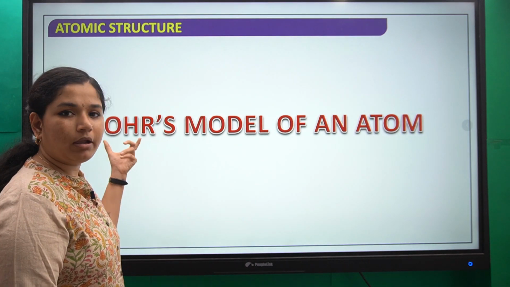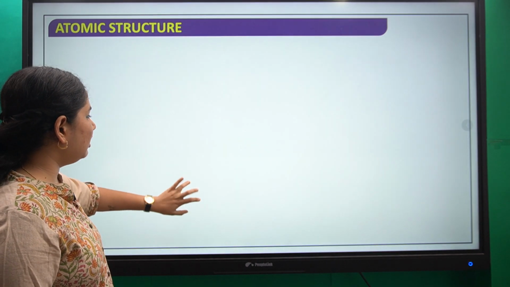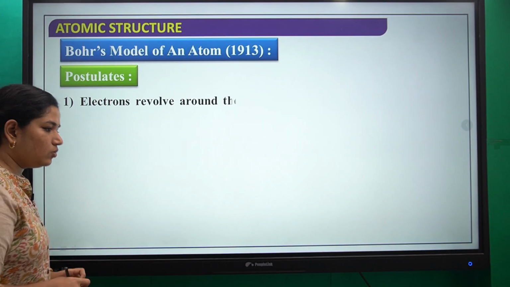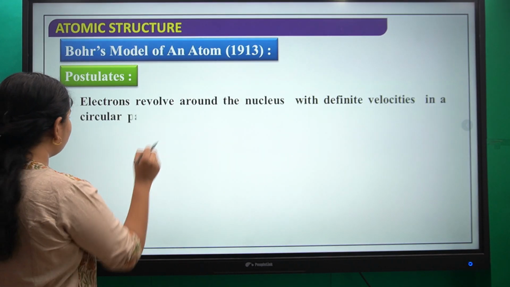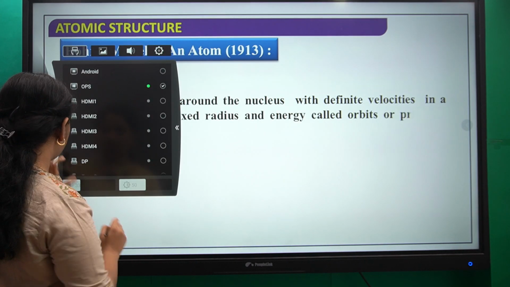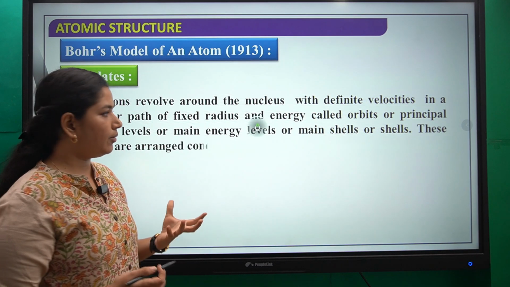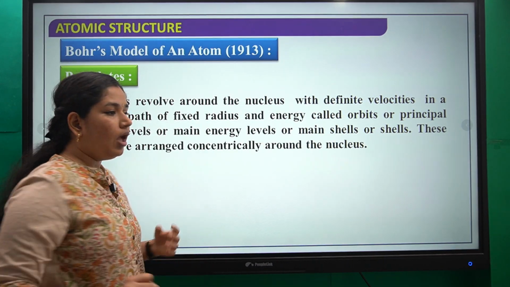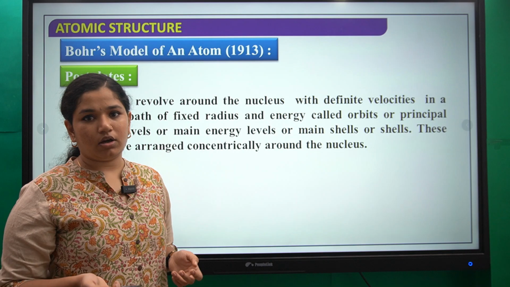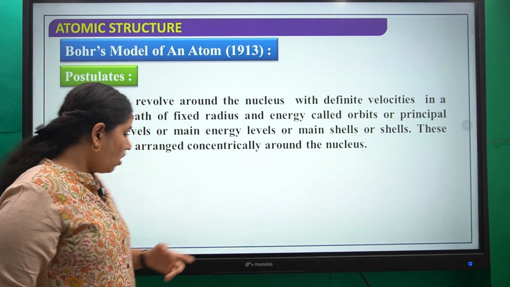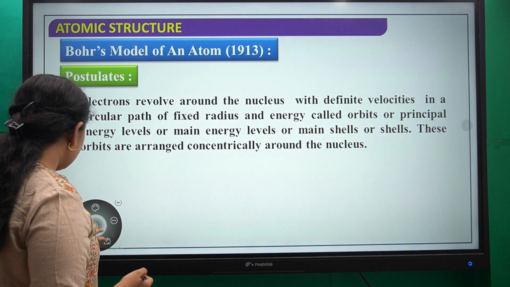This model is given by Bohr himself, so the name is given after the scientist's name. What are the first postulates we have to understand when we are studying Bohr's atomic model? It indicates how electrons are distributed around the nucleus and how they are revolving around the nucleus. All that we will be observing here.